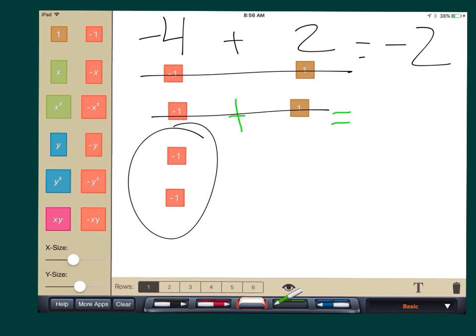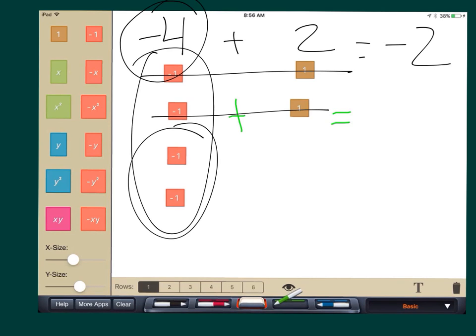So this again shows us that, like the last problem, because I had more negative chips than positive chips, my answer stays negative. So negative 4 plus 2 is negative 2. I pretty much subtracted these two away from my original to give me negative 2 as my final answer.